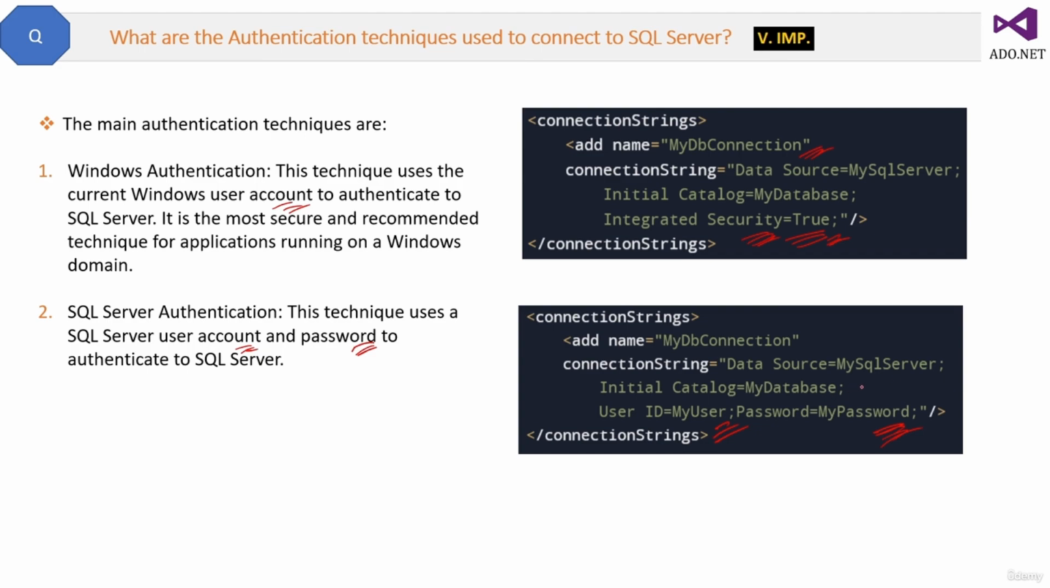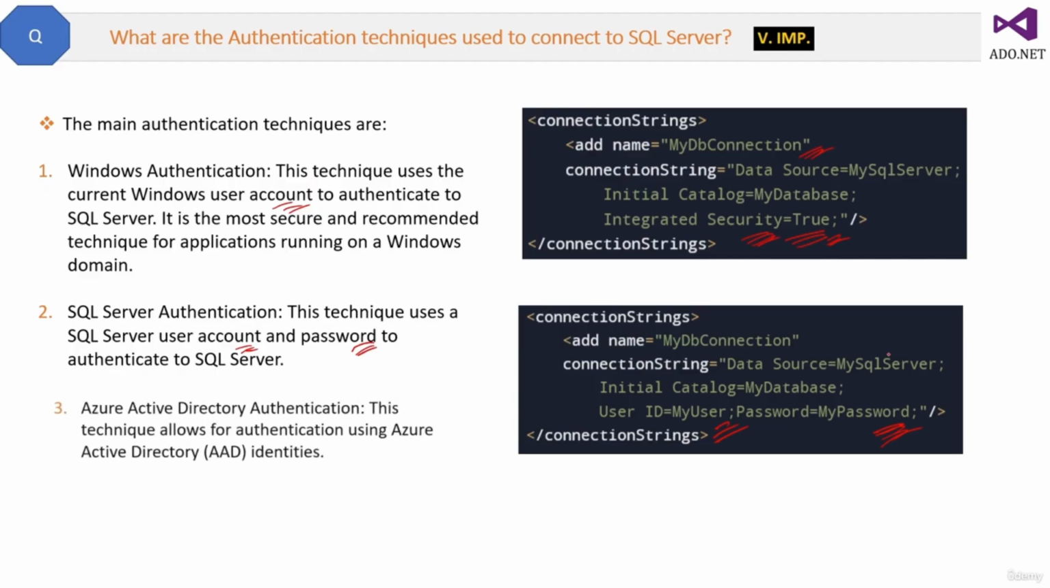And the last one is Azure Active Directory authentication. This technique allows for authentication using Azure Active Directory identities. If you are familiar with Azure, if your application is hosted in Azure Cloud, then mostly we use this Azure Active Directory authentication only. But otherwise, if you have some in-house servers, then we use Windows authentication or SQL Server authentication. But now you know all the authentication techniques used to connect to SQL Server, right?